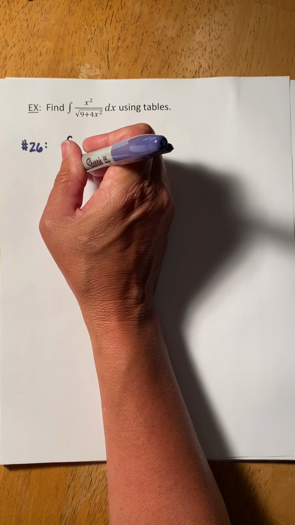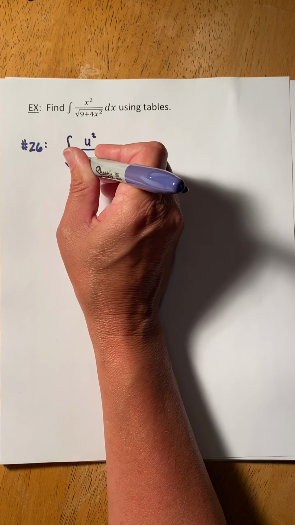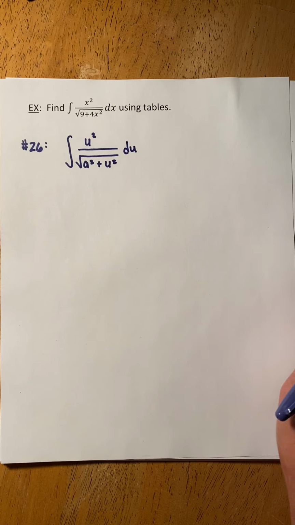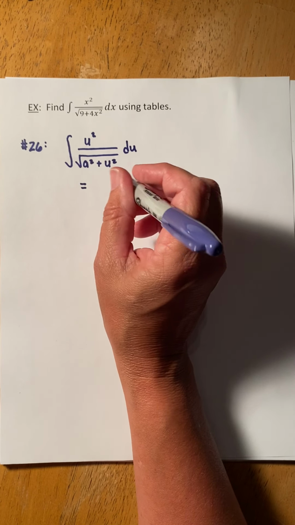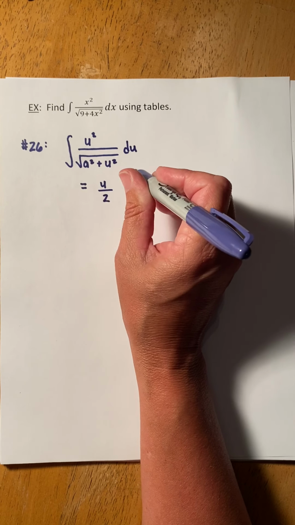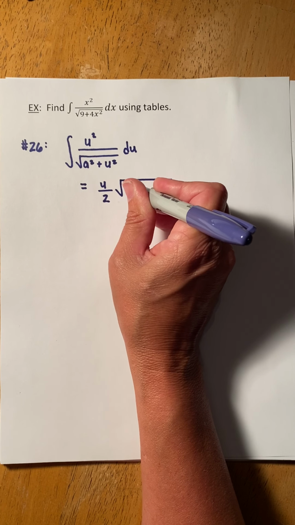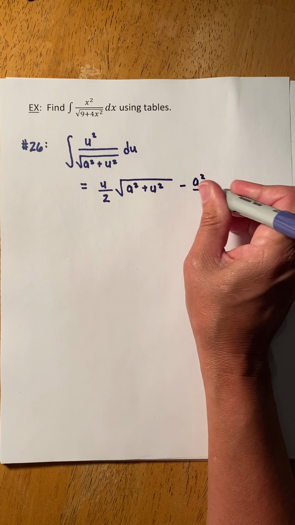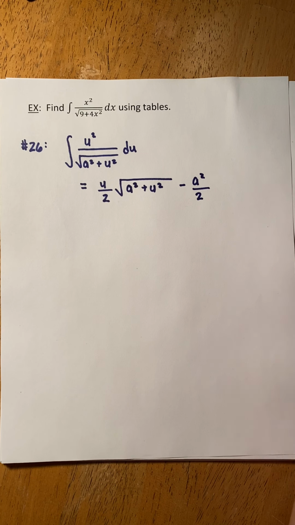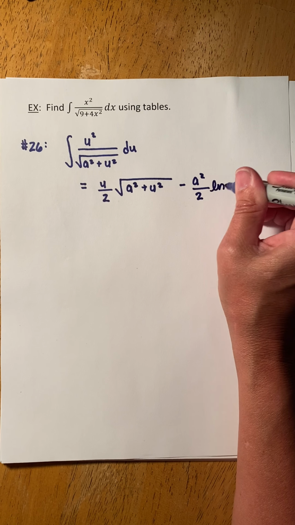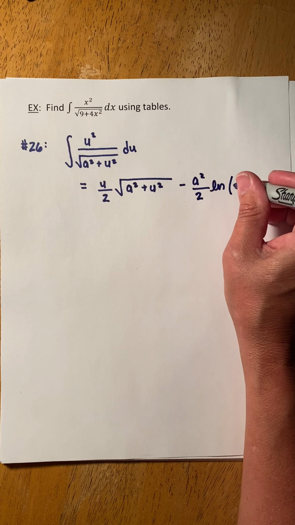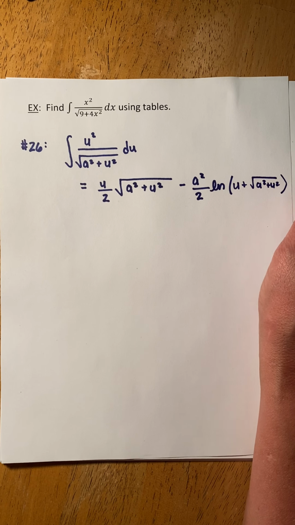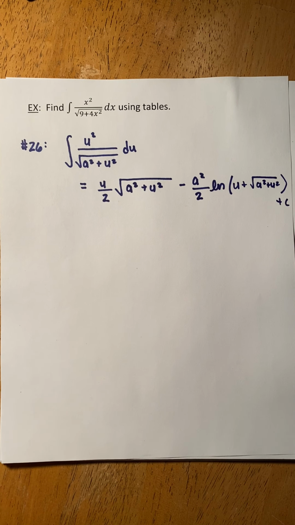So number 26 says we have u squared all over the square root of a constant squared plus u squared du. If we can get it into this form, then the result is just going to be u over 2 times the square root of a squared plus u squared. I'm just being really super careful that my eyeballs don't wander and I write down the wrong one, and I jump templates. Then minus a squared over 2 natural log of u plus the square root of a squared plus u squared. I think I got it all in there. Then don't forget our plus constant.